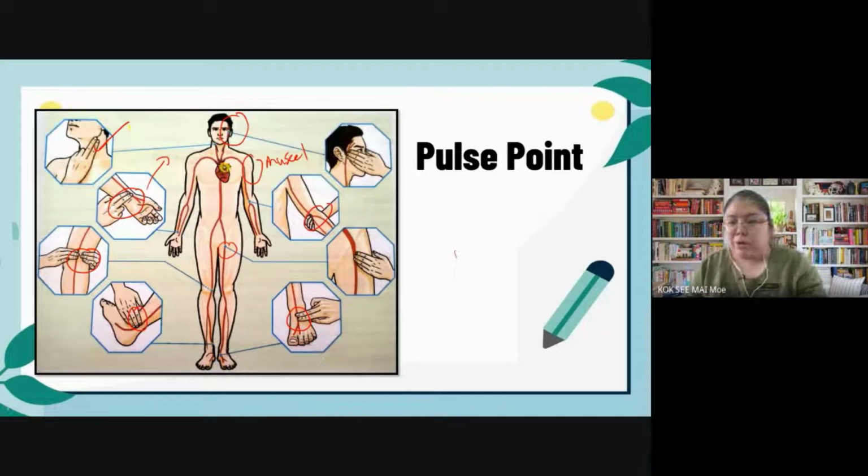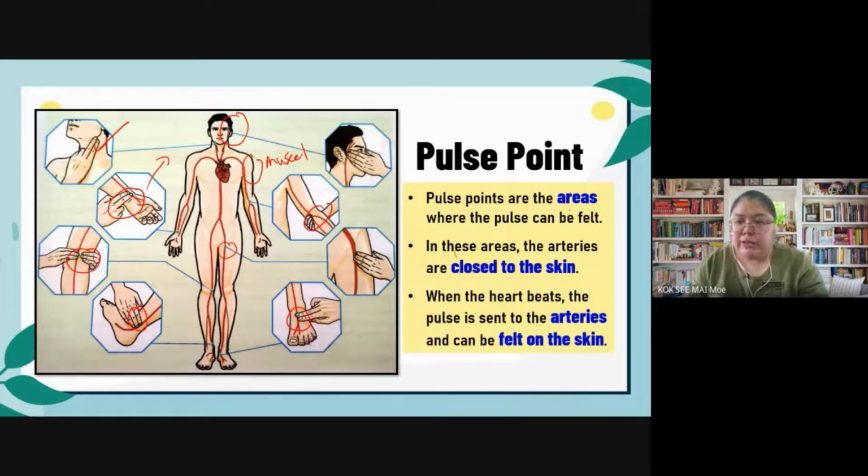This is all pulse points. A pulse point is the area where the pulse can be felt. That means where you can feel the pulse rate, so we call it a pulse point. In this area, the artery is close to the skin. Your artery is at the surface of the skin. So that's why they can test it.